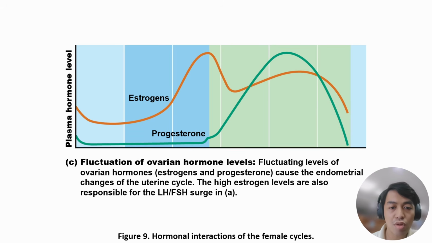Relating the estrogen and the progesterone, the estrogen increases right before ovulation such that it triggers the release of the egg cell from the Graafian follicle. On the other hand, progesterone increases in level during the secretory phase because this is a time wherein you have the corpus luteum. And again, it's the corpus luteum that produces the progesterone.